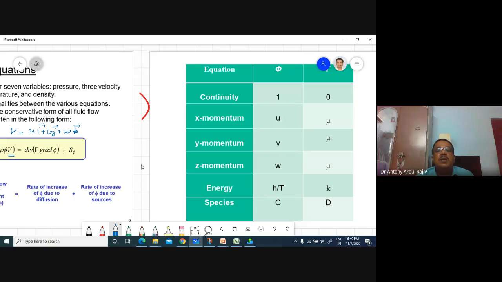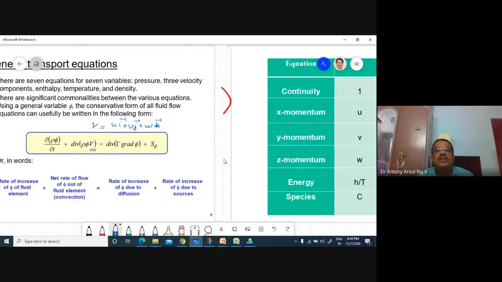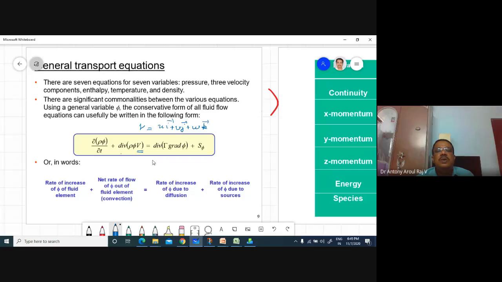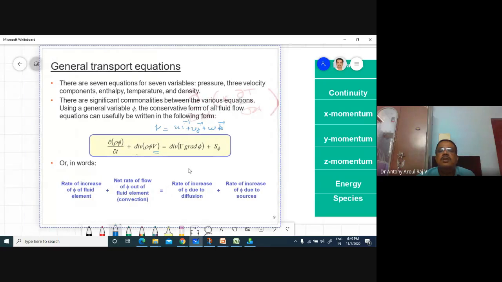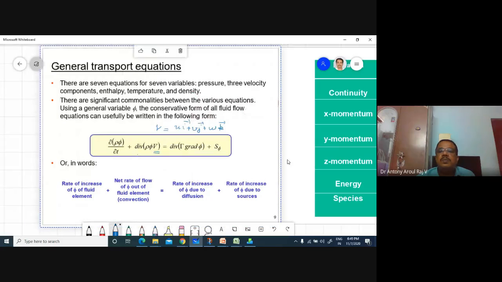Why is this insisted? Because this will be easy for you. You need not memorize all the equations; within this one equation itself, everywhere you can do it. This equation is applicable for all the flow equations.